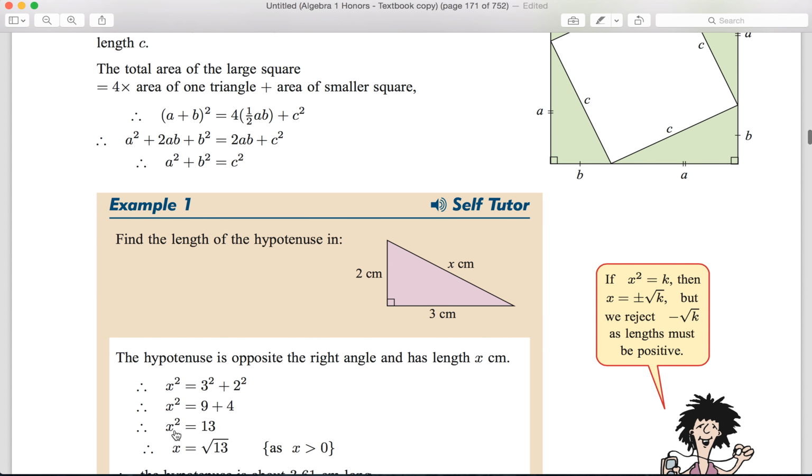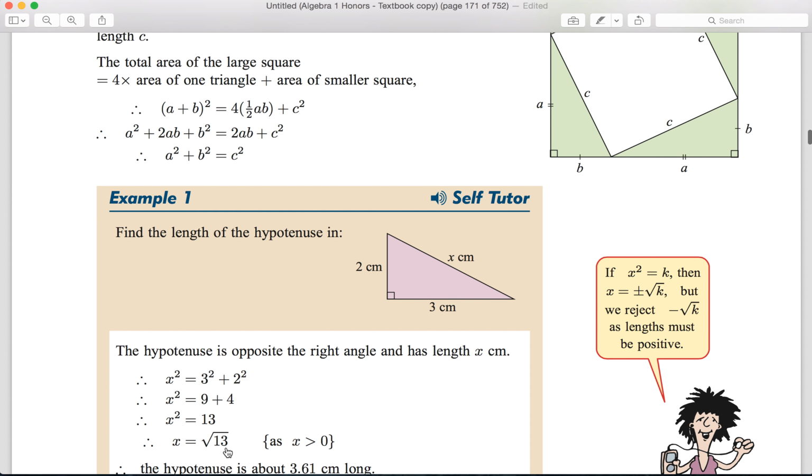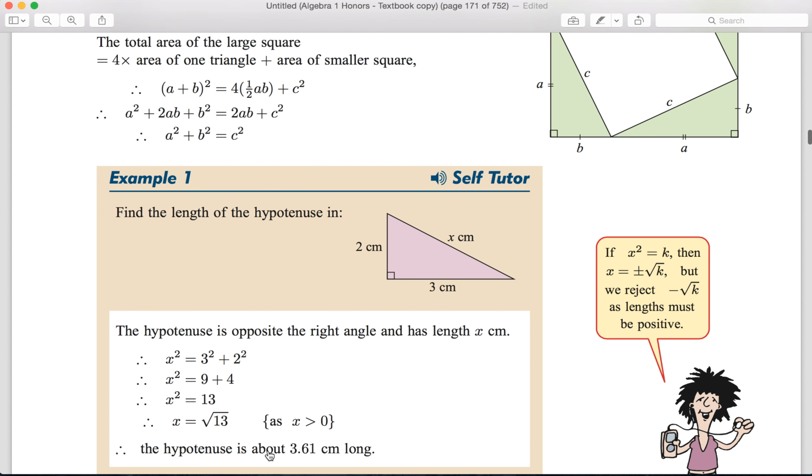That will make x squared become x. And we take the square root of 13, it gives us the square root of 13. If you go to your calculator and you calculate the square root of 13, you should find the hypotenuse is about 3.61 centimeters long. The hypotenuse is x. We've solved this problem to find the length of the hypotenuse. We should write 3.61 centimeters long.